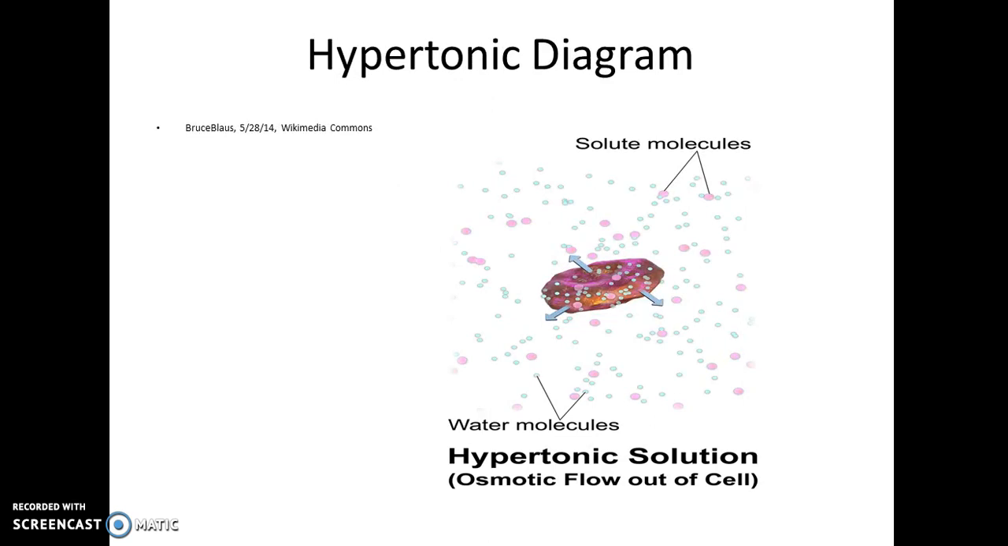So here is a picture. Here we have water molecules, but we have a higher concentration of solute on the outside than in the inside of the cell. That means that the water potential on the outside is lower. The water will flow from an area of high water potential to an area of low water potential, and will flow out of the cell.